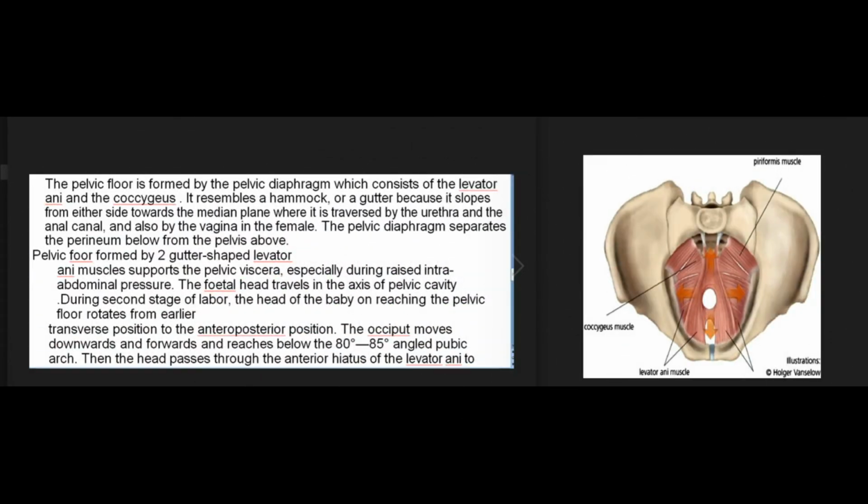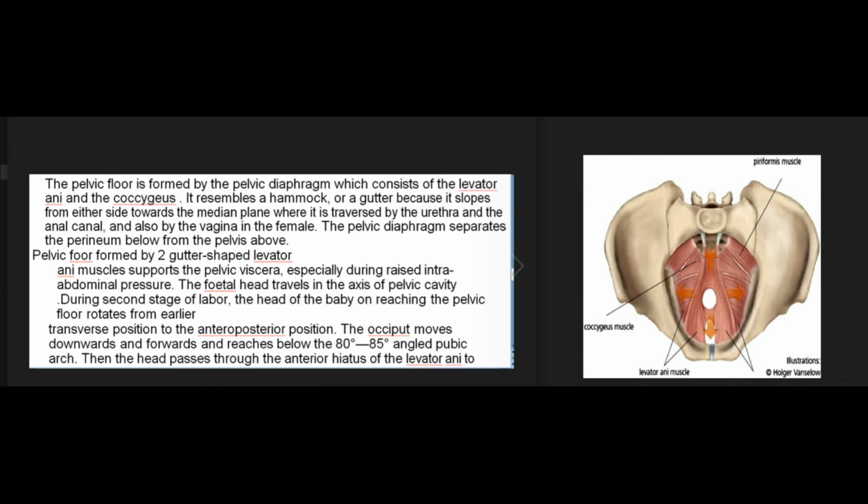Pelvic floor. The pelvic floor is formed by the pelvic diaphragm which consists of the levator ani and the coccygeus. It resembles a hammock, or a gutter because it slopes from either side towards the median plane where it is traversed by the urethra and the anal canal, and also by the vagina in the female. The pelvic diaphragm separates the perineum below from the pelvis above. Pelvic floor formed by two gutter-shaped levator ani muscles supports the pelvic viscera, especially during raised intra-abdominal pressure.